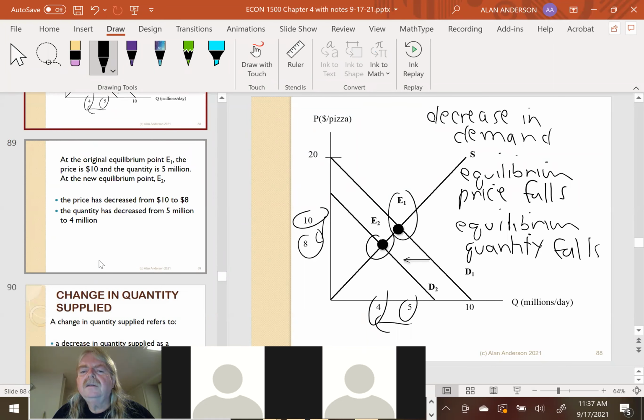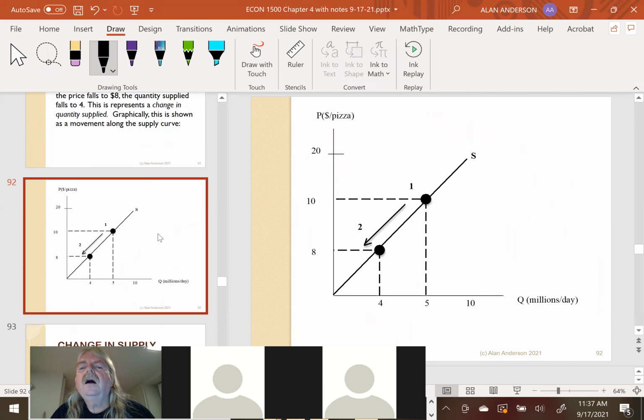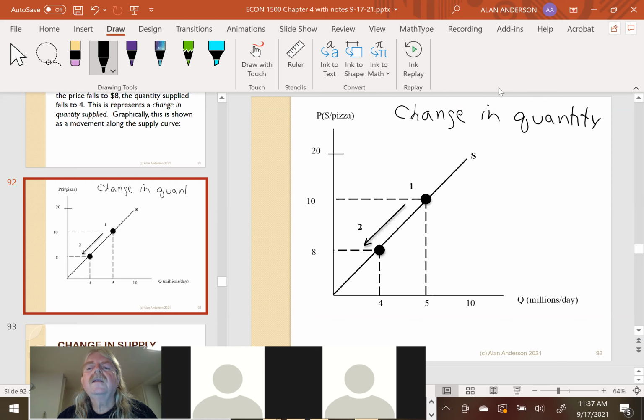Now, what have we not considered yet? What about supply? Can the supply change? Of course it can. So again, we have to make an important distinction between 2 basic concepts. Remember before we had a price change and we call that a change in quantity demanded. Similarly, here we have a change in quantity supplied, because we're just moving up and down the same curve.